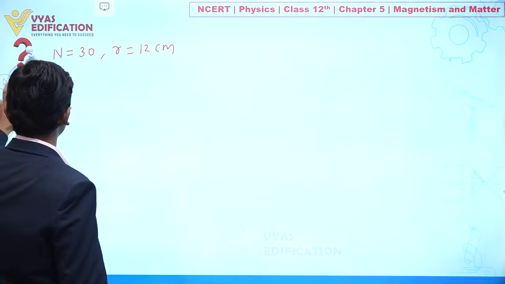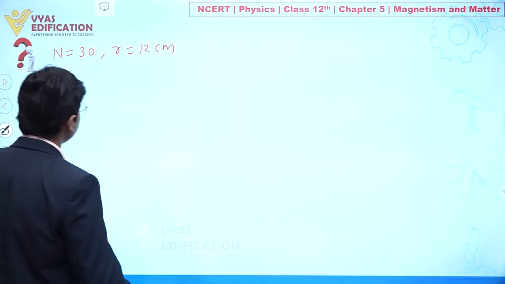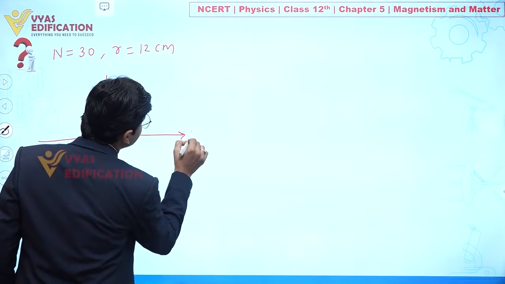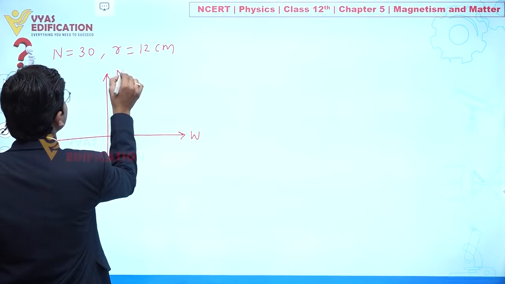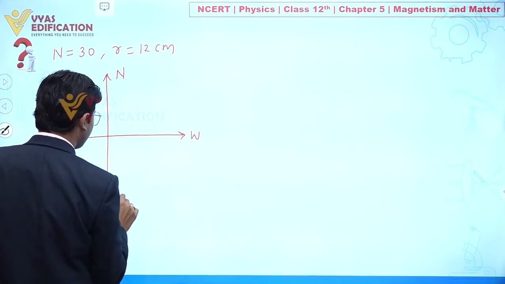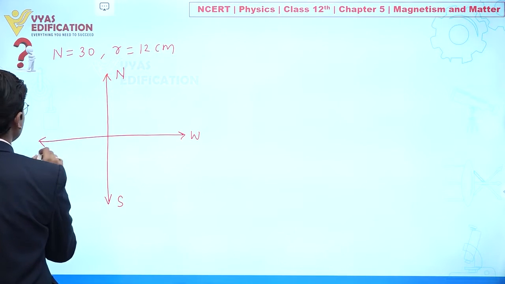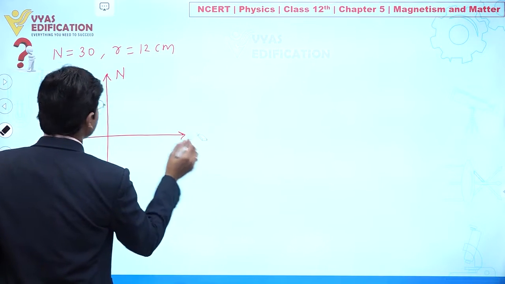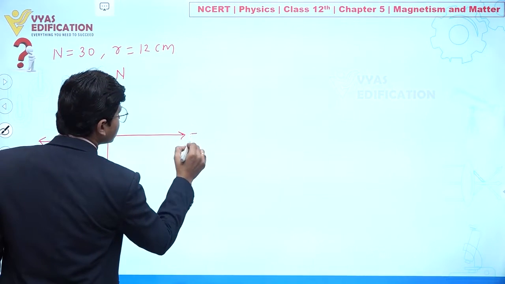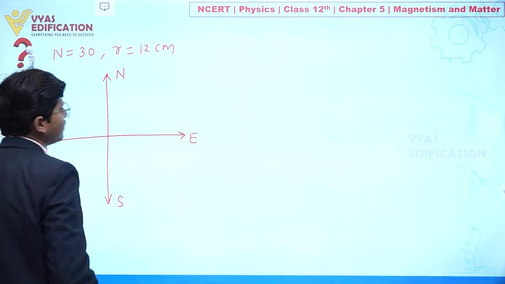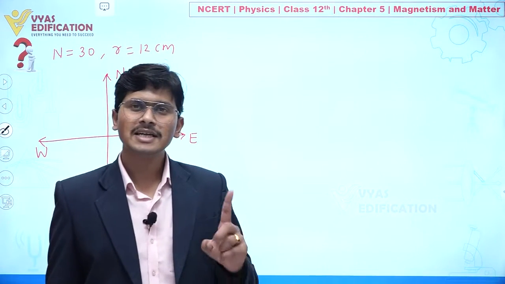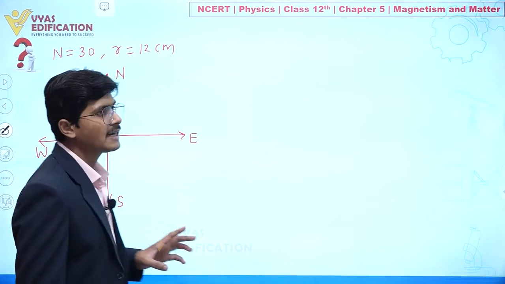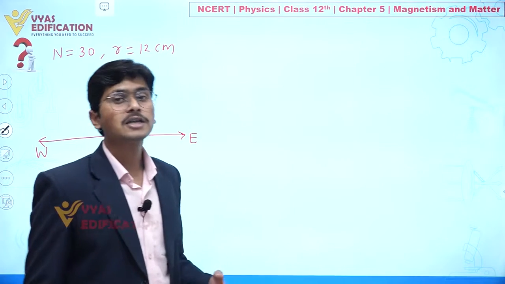Clear? So now let us draw here a diagram. Let's suppose I am saying this direction is the west direction. This one is what? Geographical north. I can say this is geographical south. Clear? And we can say here this is west, and this one is east. Now it is given here the compass needle can move only in a horizontal direction. Clear? And the coil is situated at an angle of 45 degree with the earth's magnetic field.